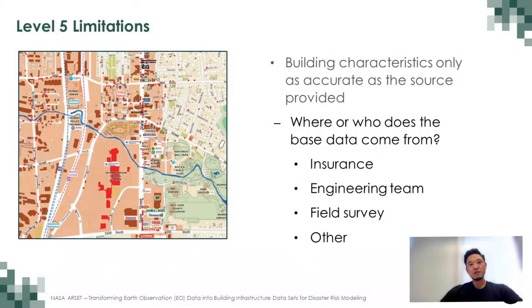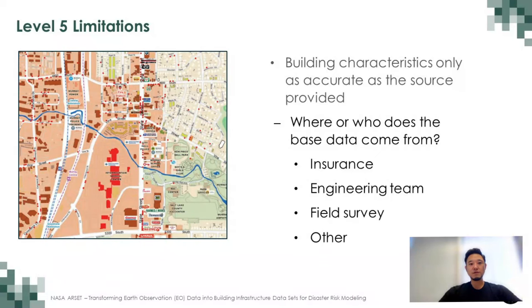The biggest limitation of level 5 is that the building characteristics are only as accurate as the source provided. Basically, it's really important to understand where or who the base data comes from before you do any of the analysis. For example, if it's an insurance portfolio, maybe they're only interested in a number of stories and ISO codes, so you don't get that structural information that you really need, and you're going to have to start mapping those.